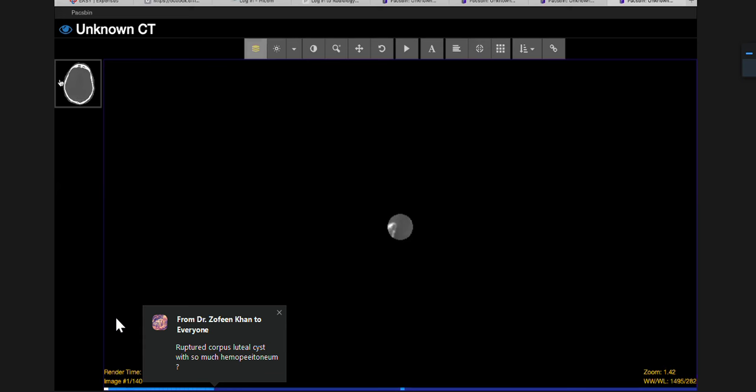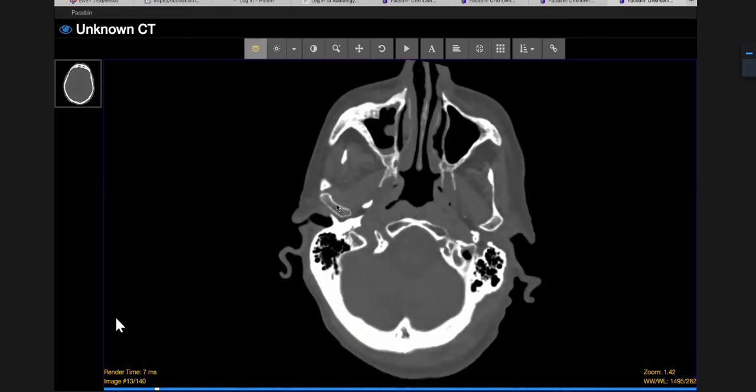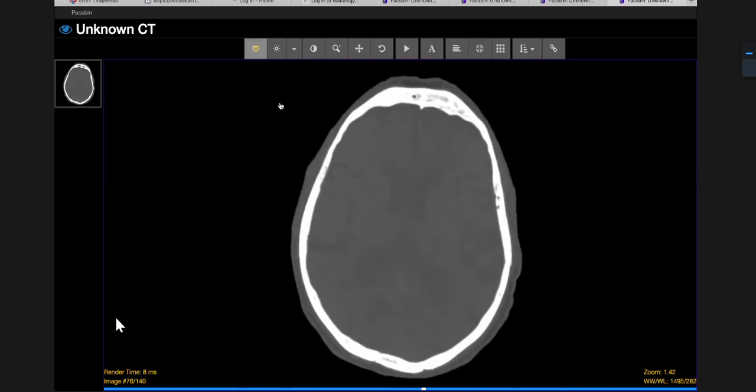So this is a CT head, and you can just put that into brain windows because I think it always comes up in bone windows or something. Yes, Dr. Zophine Khan, ruptured corpus luteal cyst with so much hemoperitoneum, very, very unusual. Unusual, but it happened. So yeah, just pop it into the brain windows.